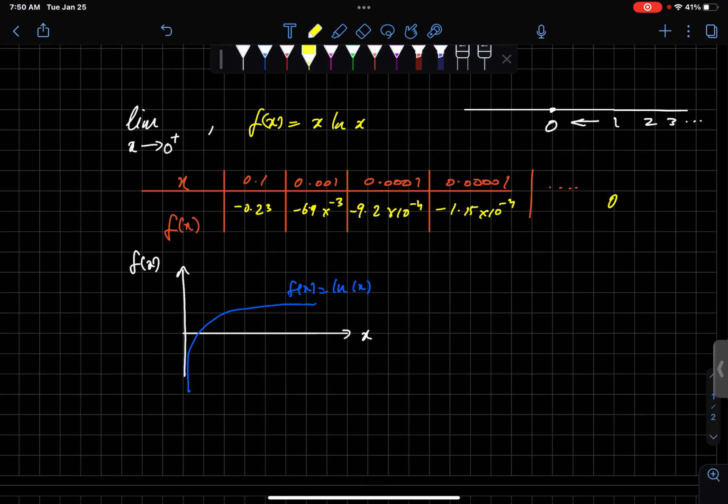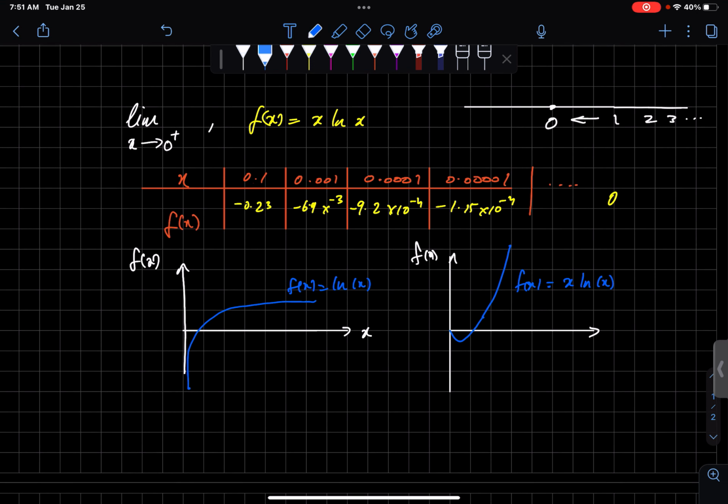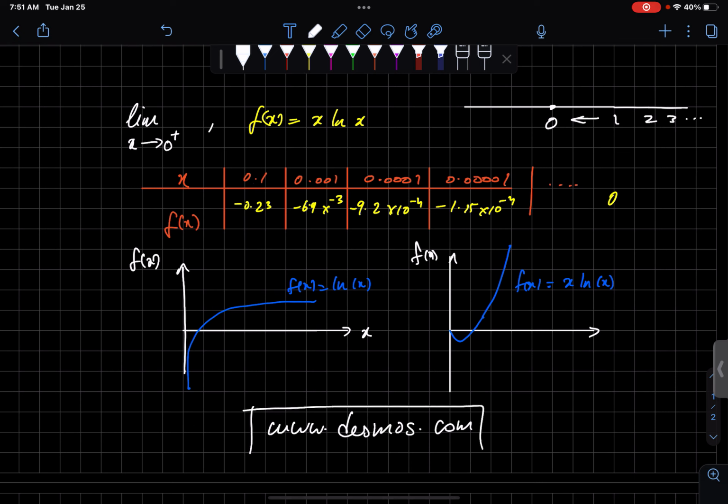Okay, so by the way, this is x, this is ln of x. If we actually looked at the function x ln of x, it looks something like this. Okay, so this is f of x equals x ln of x. It's useful to plot these out and get familiar with these functions. And you could check out liu.desmos.com and use the graphing calculator there to plug in different functions and see what they do.